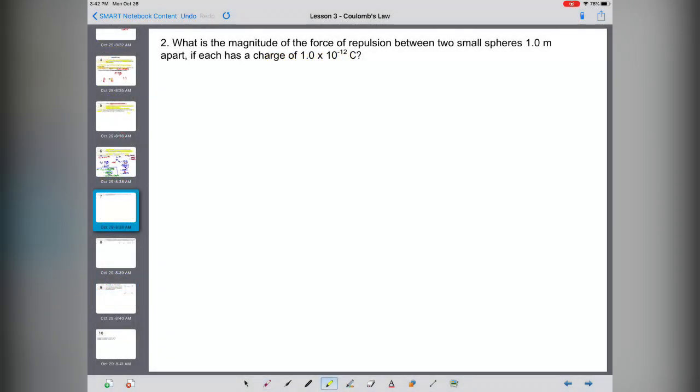So question 2 is asking for the magnitude. What is the magnitude of the force of repulsion between two small spheres 1 meter apart if each has a charge of 1.0 times 10 to the negative 12? They're asking for the force, the electric force that I'm looking for. I know that the distance between them is 1 meter, so that's r, and both charges, Q1 and Q2, equal 1.0 times 10 to the negative 12 coulombs.